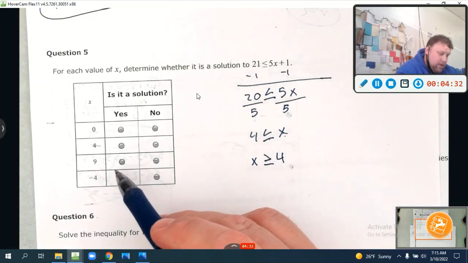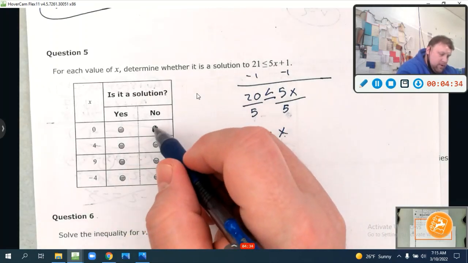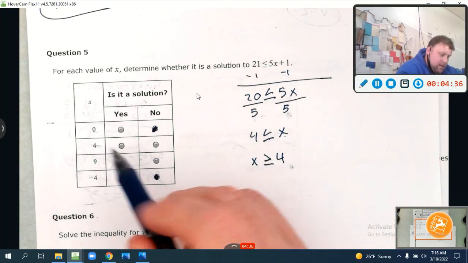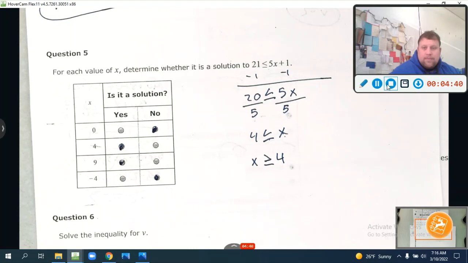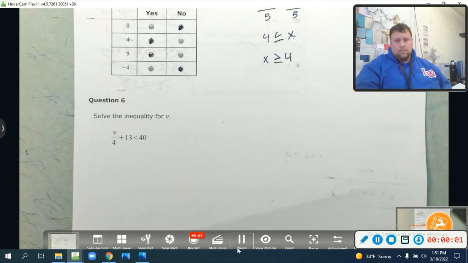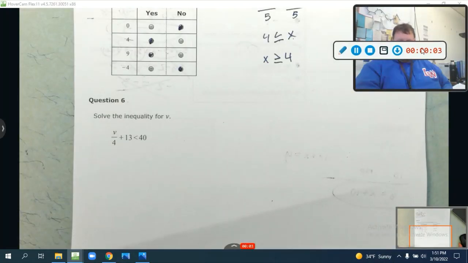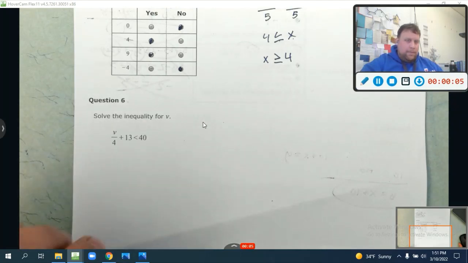So if x is greater than or equal to 4, 0 is not going to work. Negative 4 is not going to work. But 4 and 9 will. Okay, we're back. Sorry about that little blip.